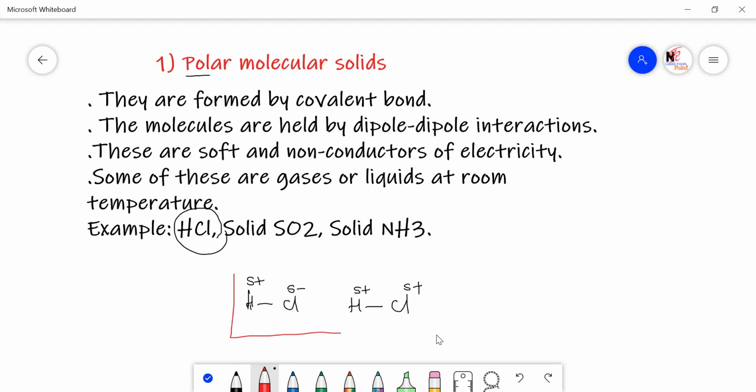So when these molecules are placed in this single container, there may be some attraction forces developed between these opposite charges which hold these molecules together. So these attraction forces we call as dipole-dipole forces, because the attraction forces developed between the two opposite charged dipoles of two different molecules. And dipole-dipole interactions are very weak, and these molecules are soft in nature. As there are no ions formed in this molecule, these molecules are non-conductors of electricity. Generally at room temperature, polar molecular solids exist as gases.